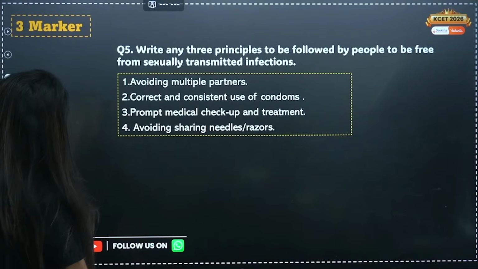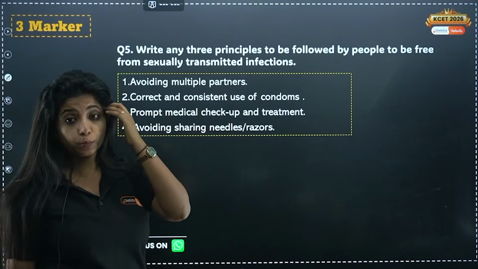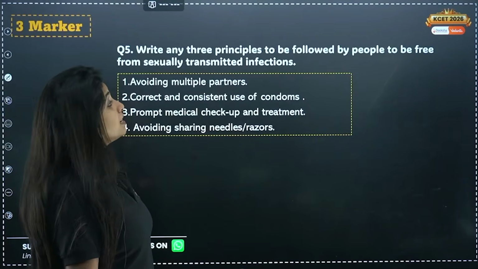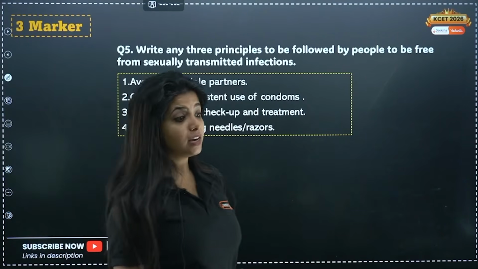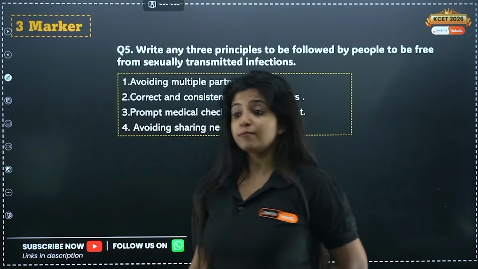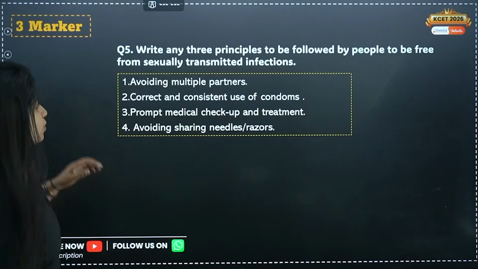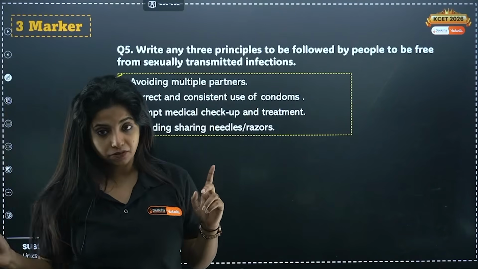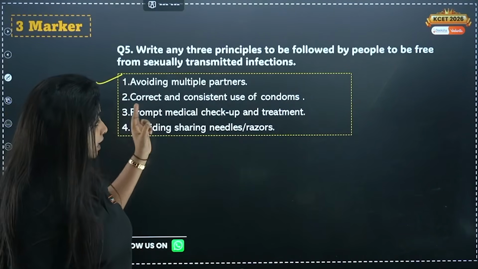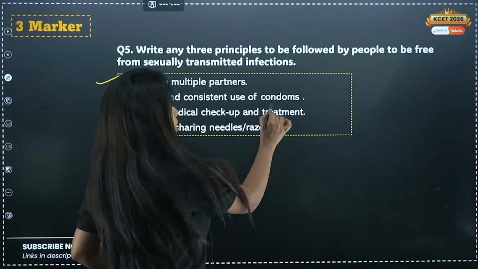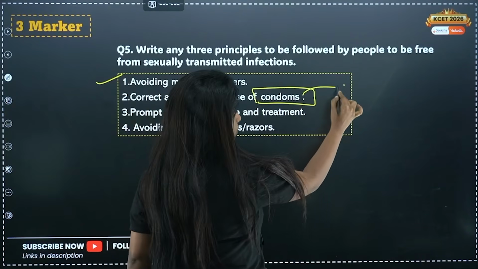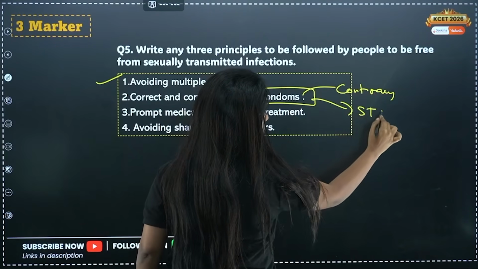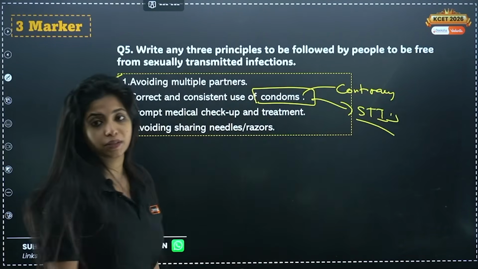Cool. Now, the 3-marker question that has come in the MQP: write any 3 principles to be followed by people to be free from sexually transmitted infections. So, if someone wants to be free from sexually transmitted infection, first thing, please avoid multiple partners. Okay, avoiding multiple partners is being safe. Second, please have correct and consistent use of condoms, because I told you it's not just a contraceptive, but also something that prevents STIs, sexually transmitted infections.